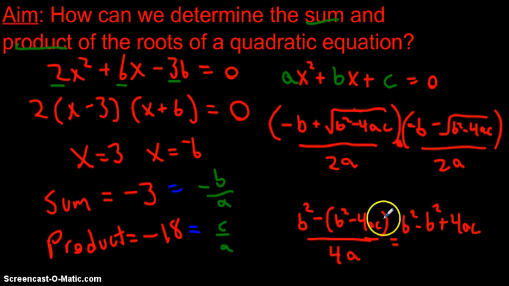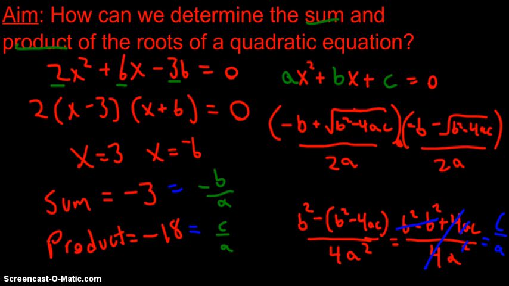This is where I messed up before. I left out my parentheses. All of that over 4a squared. I'm sorry, that was supposed to be 4a squared, because 2a times 2a is 4a squared. Now, some things are going to cancel out. B squared minus b squared is 0. 4 divided by 4 is 1. And a divided by a squared is 1 over a. So our final result is c over a. So the product of the roots for any quadratic equation will be c over a.